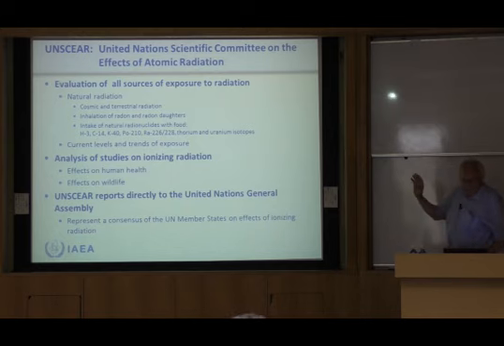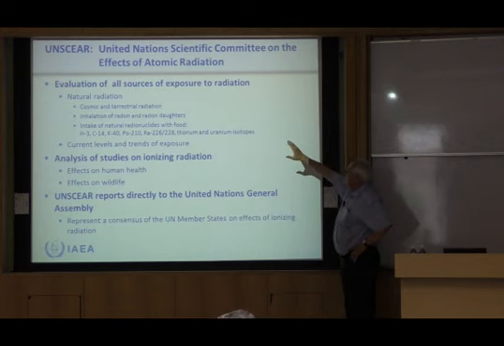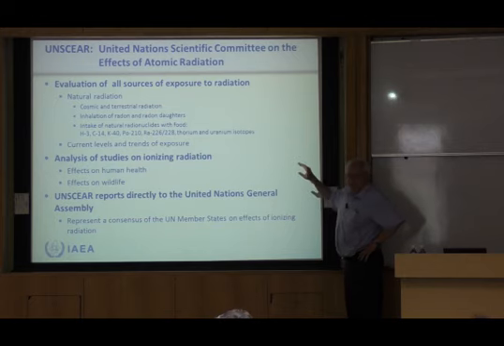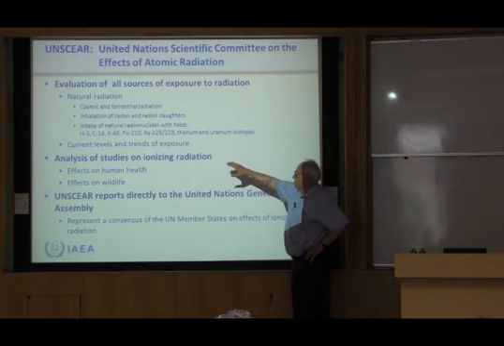Let's go for a moment back to UNSCEAR. UNSCEAR is mainly dealing with the evaluation of all sources of exposure to radiation, both natural, for example, cosmic and terrestrial radiation, inhalation of radon and radon daughters. Radon is a radioactive noble gas which occurs everywhere in the world. Then the intake of natural radionuclides in food, and it gives the current levels of exposure and trends of exposure.